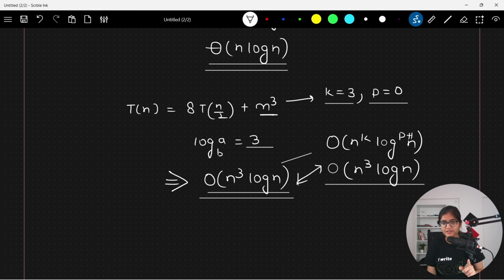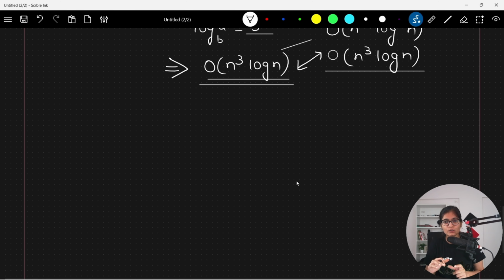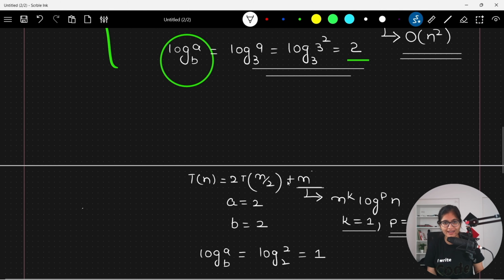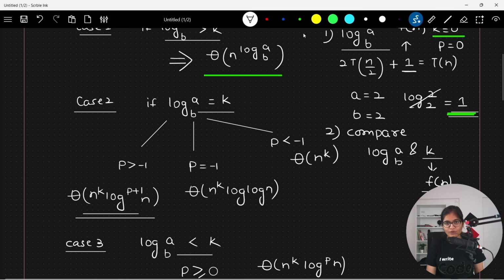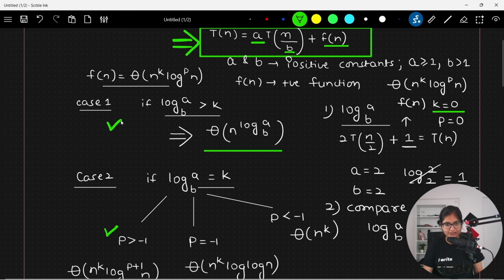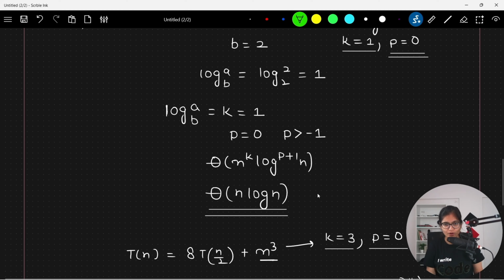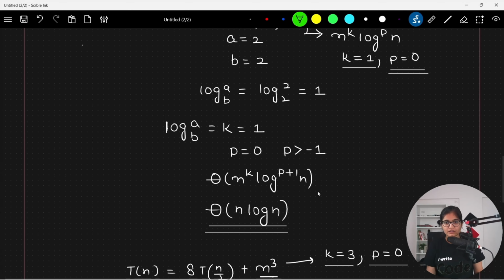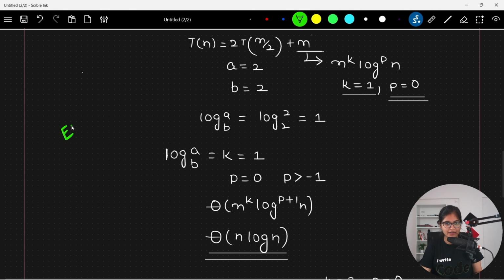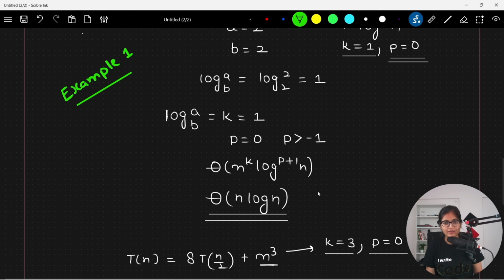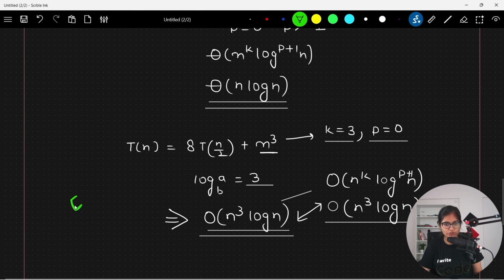Now the problem comes when you are having a value of p which is less than -1, right? Which is less than -1 or equal to -1, because we are having three cases here. Until so far, we have talked about only this case. But now when the value of p is equal to -1, let's try to understand that example as well. So this is example number 1 for case number 2, and this is example number 2.